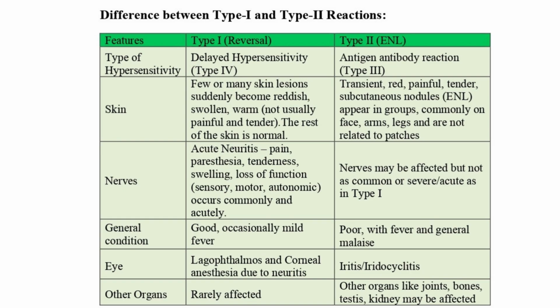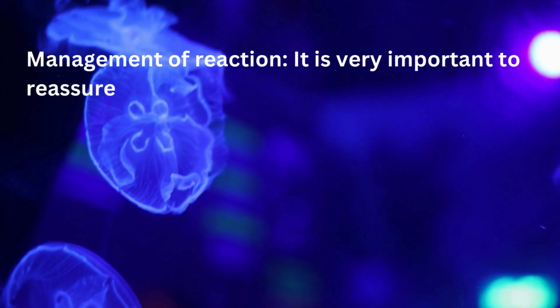Features: general condition. Type 1, reversal: good, occasionally mild fever. Type 2, ENL: poor, with fever and general malaise. Features: eye. Type 1, reversal: lagophthalmos and corneal anesthesia due to neuritis. Type 2, ENL: iritis, iridocyclitis. Features: other organs. Type 1, reversal: rarely affected. Type 2, ENL: other organs like joints, bones, testis, kidney may be affected.